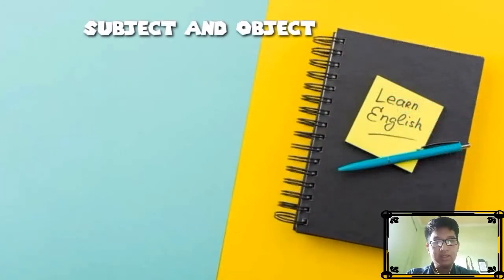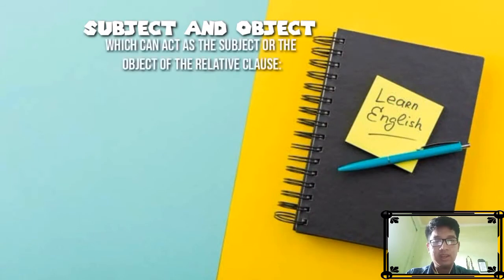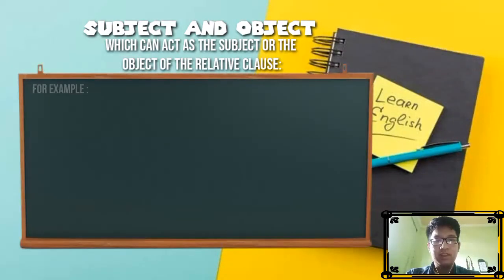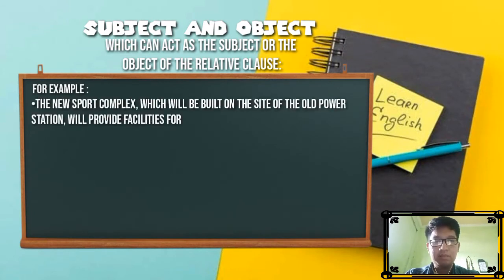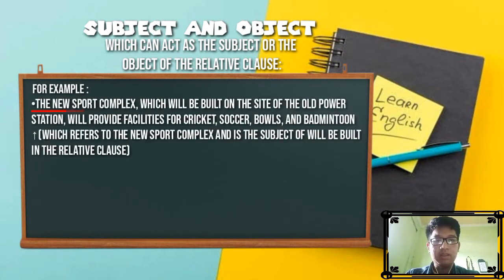Subject and object. Which can act as the subject or the object of the relative clause. For example, the new sports complex, which will be built on the site of the old power station, will provide facilities for cricket, soccer, volleyball, and badminton, which refers to the new sports complex and is the subject of will be built in the relative clause.